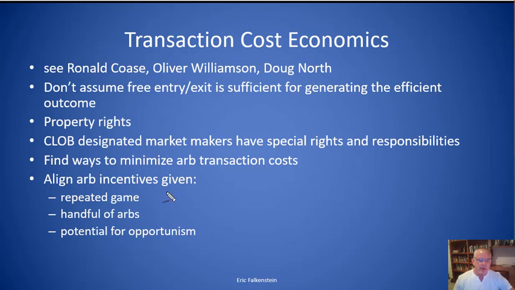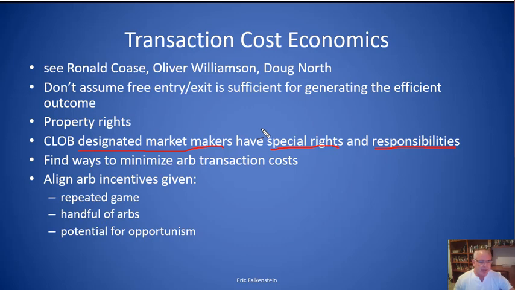On CLOBs, the market makers, designated market makers, they get special rights. They often get special leverage rights. They get first in queue rights and stuff. They get special rights, but they also have responsibilities. And so that's a quid pro quo. And you can't just open it up and say, okay, anybody can bid. And in practice, nobody does that. How do we do that? You have maker taker fees, you have things like that.